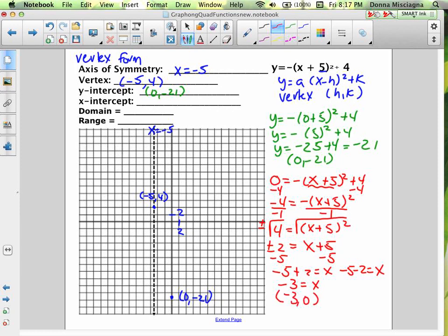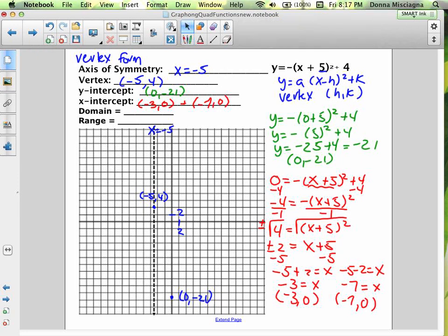We always want to write our intercepts as points. And then negative 7 is what we get when we add those together. So negative 7, 0, that's the other x-intercept. So let's write that in. So we have negative 3, 0, and negative 7, 0. All right, and let's put that on the graph, and we're almost done.